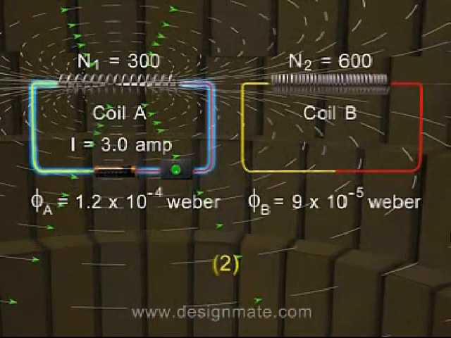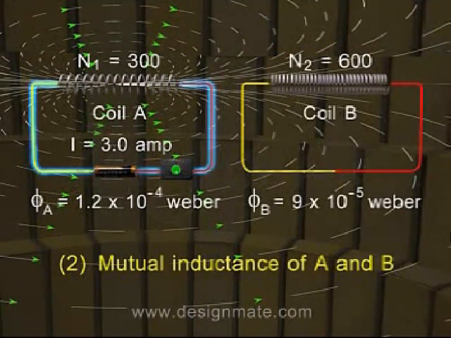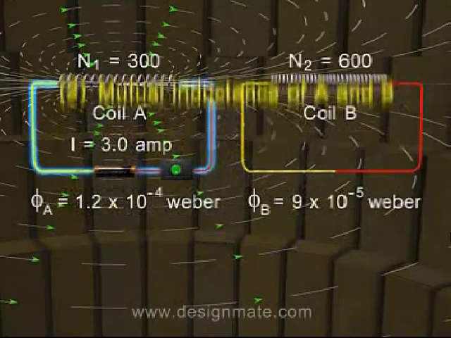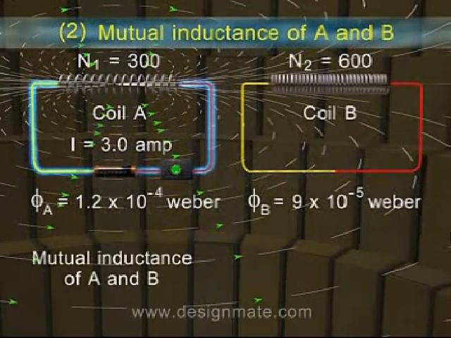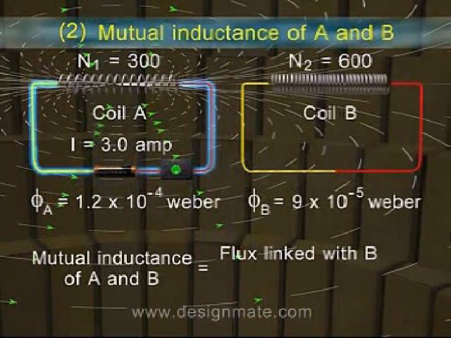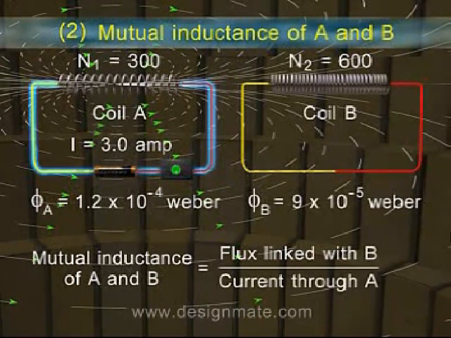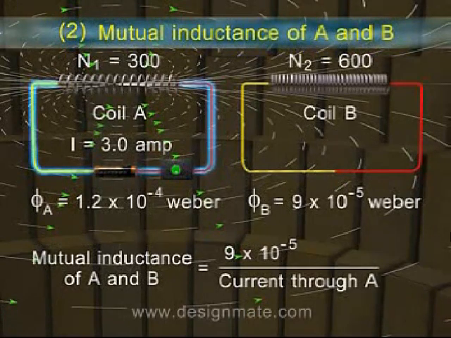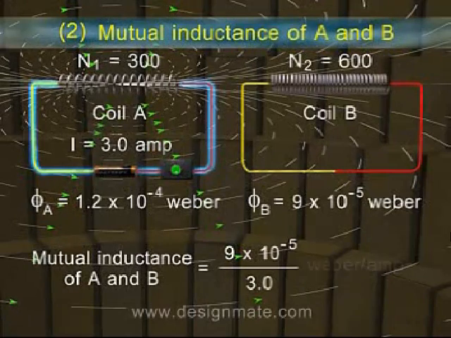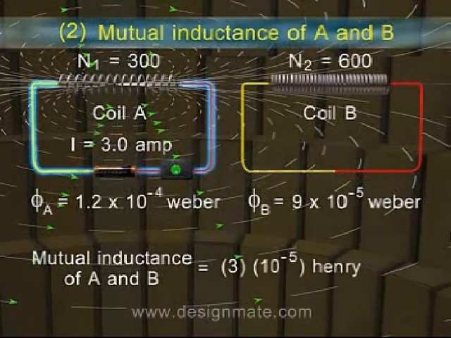Find 2. The mutual inductance of A and B. The mutual inductance of A and B is equal to flux linked with B upon current through A is equal to 9 into 10 raised to minus 5 upon 3.0 Weber per ampere is equal to 3 into 10 raised to minus 5 Henry.